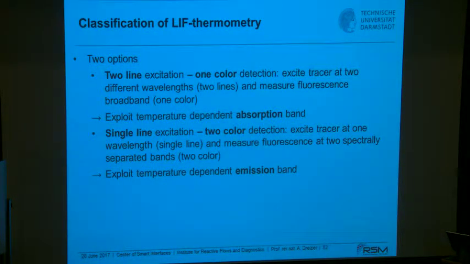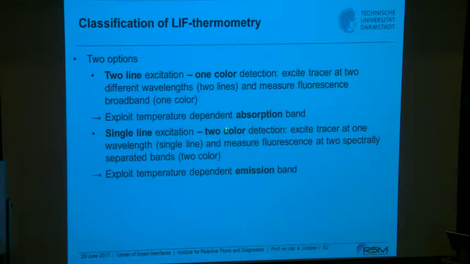The other possibility is that you use only a single laser. That has a lot of advantages, because it's not only cheaper, but you also don't have to align two lasers exactly on top of each other, which can be problematic in practice. Okay, so we have one laser, but the emission spectrum will shift and change its shape with temperature.